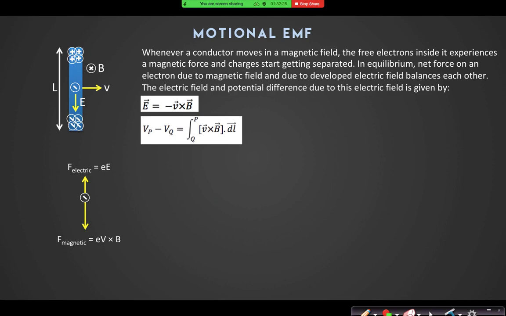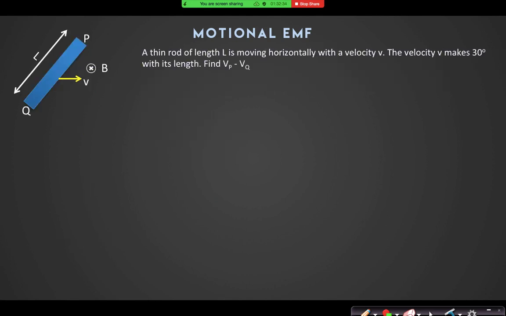We'll solve a few questions on motional EMF before we start the next method. So now look here, the V and length are not perpendicular to each other, but V makes 30 degree with the length. This angle is 30 degree. Can you tell me what is the EMF induced between P and Q? You have to find Vp minus Vq. Remember, Vp minus Vq. It may be positive, negative. You have to judge that.